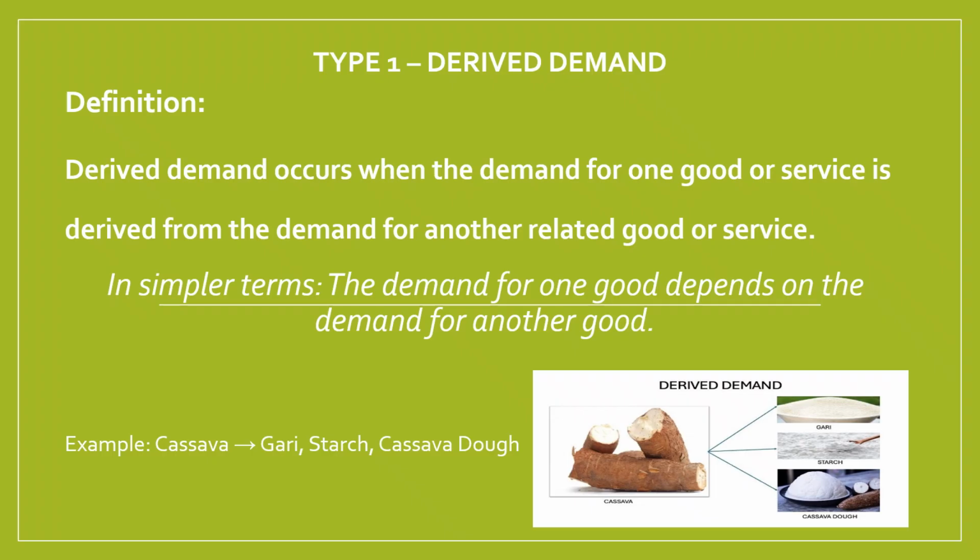In real life examples from Ghana, let's use cocoa for instance. Demand for cocoa beans is derived from demand for cocoa products like chocolate, cocoa powder, etc. Again, demand for timber is derived from demand for furniture and building materials. Further, demand for leather is derived from demand for shoes and bags. Demand for flour is derived from demand for bread and pastries.